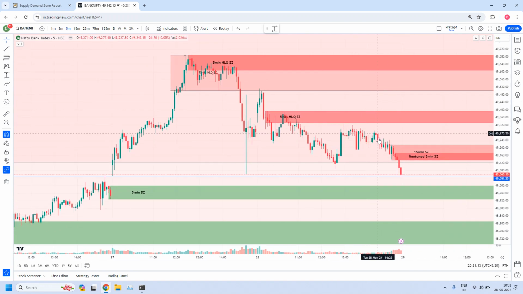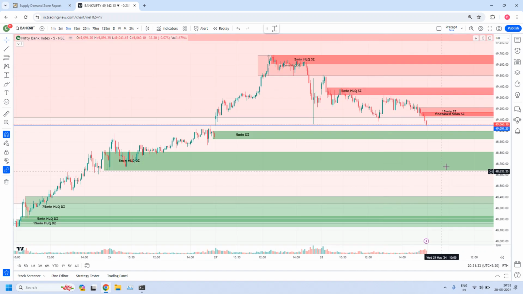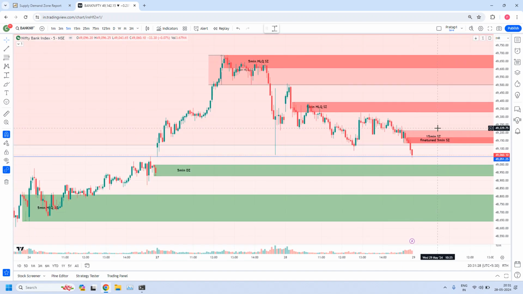And tomorrow's trading is going to be very interesting because we have a gap area and we don't know how strong the order flow the institutions kept here. This is the demand area. And this is the supply area, and in the supply area we now have a fine-tuned 5-minute supply zone. Now tomorrow there will be a fight between this gap area and this fine-tuned area.